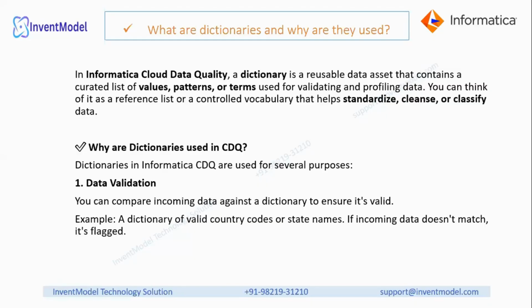If the value is available within the dictionary, that means that country is valid. If the value is not available in the dictionary, we can assume it's an invalid country. That means we need to manually review it, right? So we can compare incoming data against a dictionary to ensure it's valid, for example, a dictionary of valid country codes or state names. If incoming data does not match, it can be flagged as invalid, as we discussed. So data validation is one of the areas where we use the CDQ dictionaries.